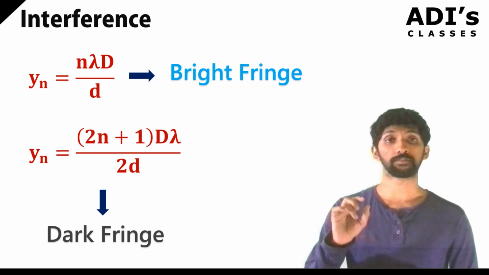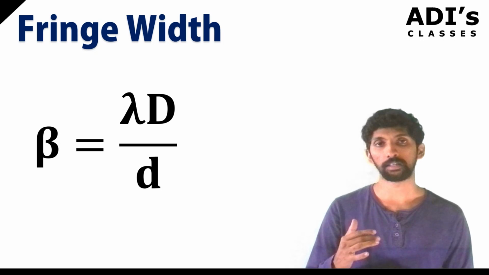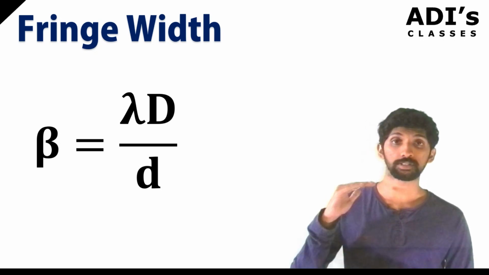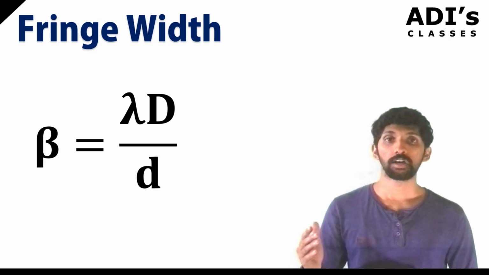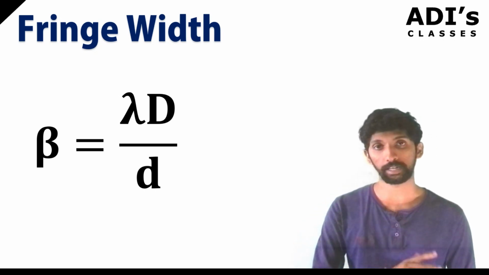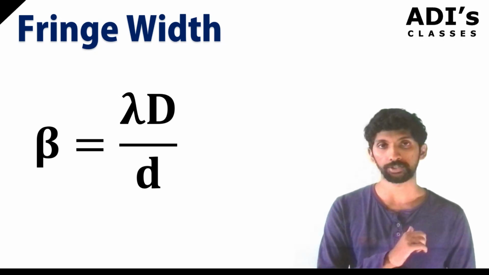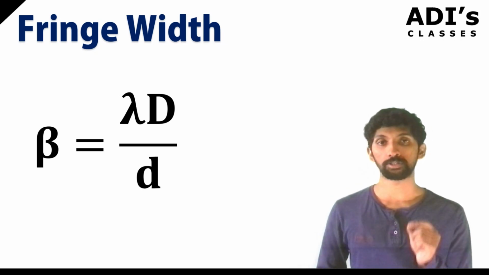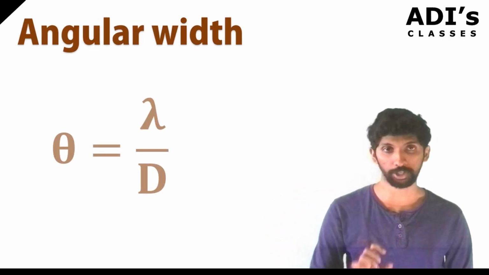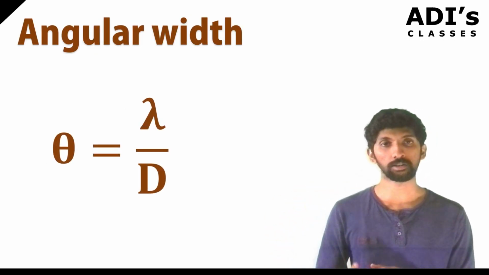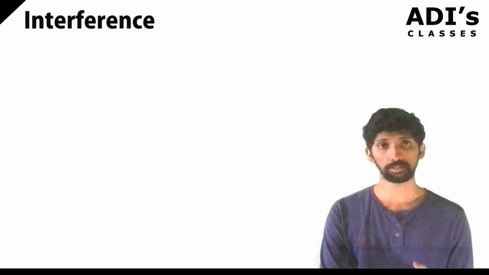Now to figure out the fringe width, we have beta is equal to lambda D by d. How we got this is you subtract the distance of the nth bright fringe and the (n minus 1)th bright fringe, or the nth dark fringe and the (n minus 1)th dark fringe, right? So this is the fringe width beta, which is lambda D by d. Now we also have the angular width of the fringe, which is given by theta is equal to lambda divided by d, right? So this is what we got.